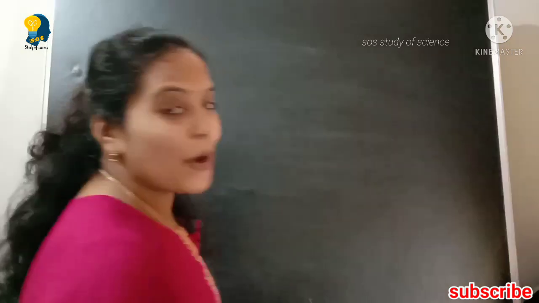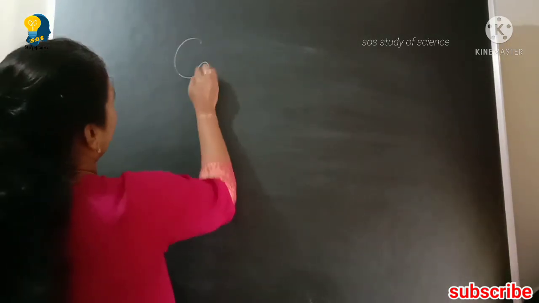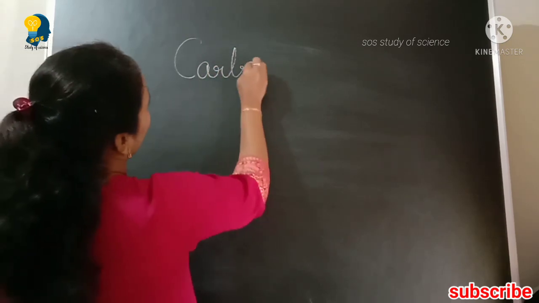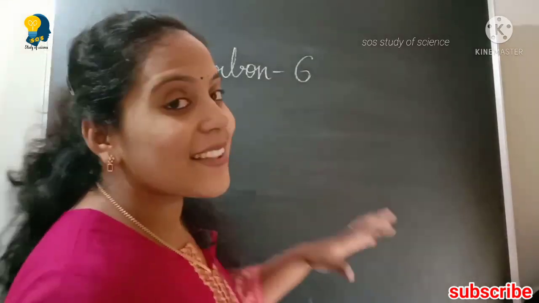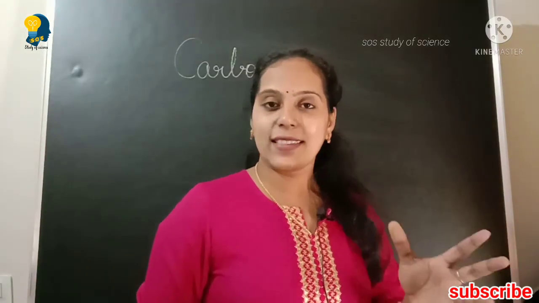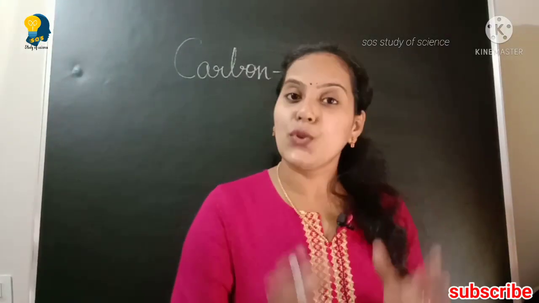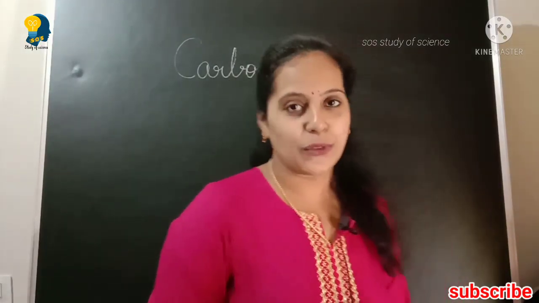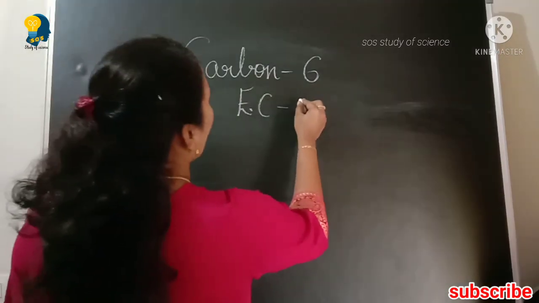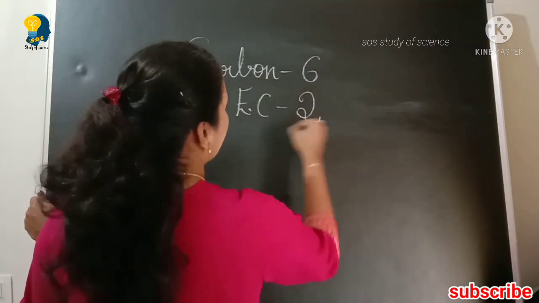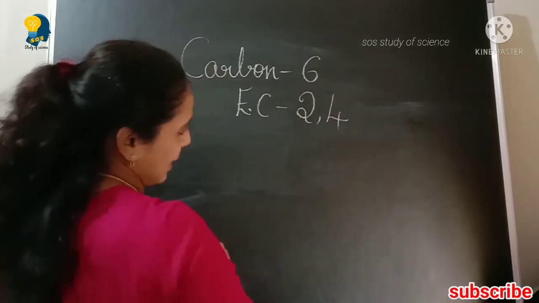When I talk about carbon, you must know the atomic number of carbon. It is 6, because carbon is the 6th element in the periodic table. As it is the 6th element, we must know its electronic configuration also. The electronic configuration of carbon is: on the first shell there are 2 electrons, and on the second shell there are 4 valence electrons.